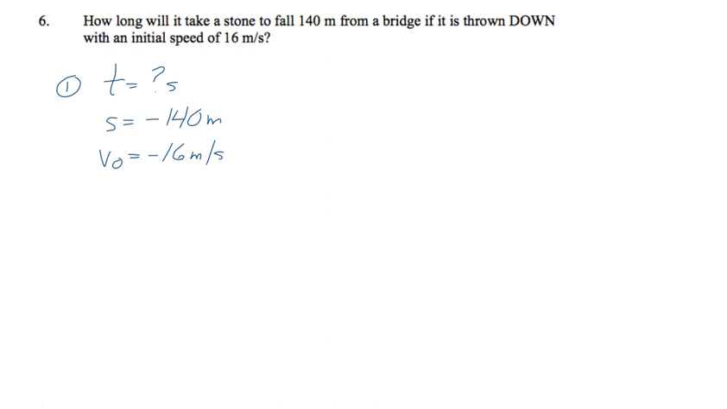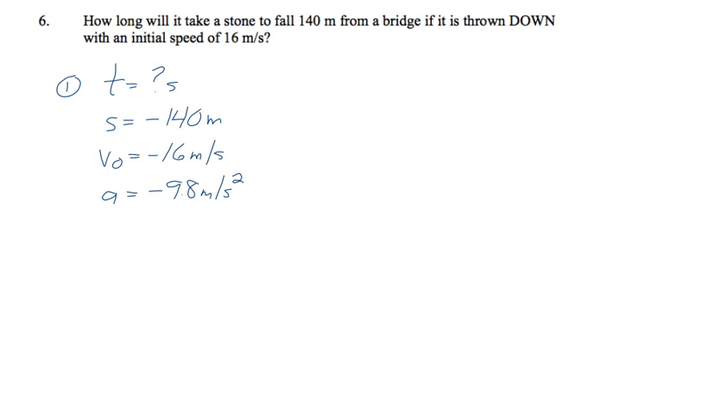And then the acceleration, as soon as the stone leaves the person's hand, it's going to be affected by gravity, and gravity accelerates things down at negative 9.8 meters per second squared. So those are your facts.